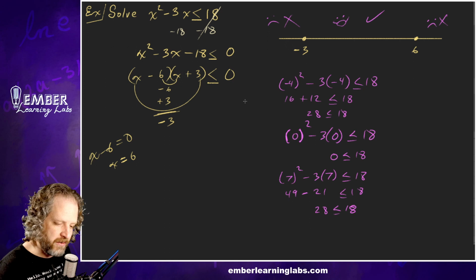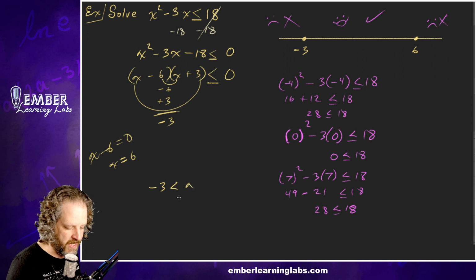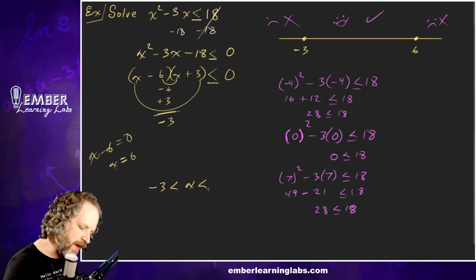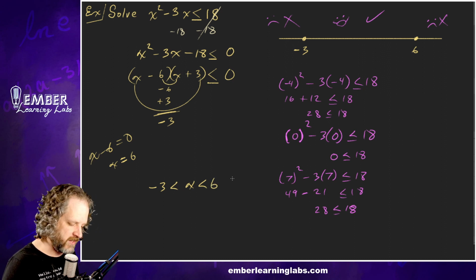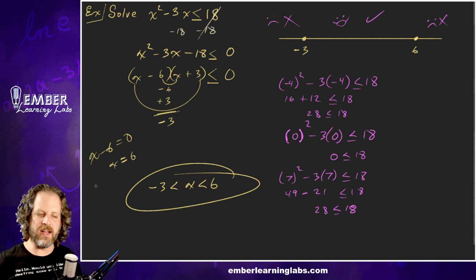So we already learned how to do that. It's easy peasy lemon squeezy. It's going to be negative 3 less than symbol, but it's actually greater than. x is greater than negative 3, because it's that way, and another less than symbol, 6. Now we're done. Now it's finished.